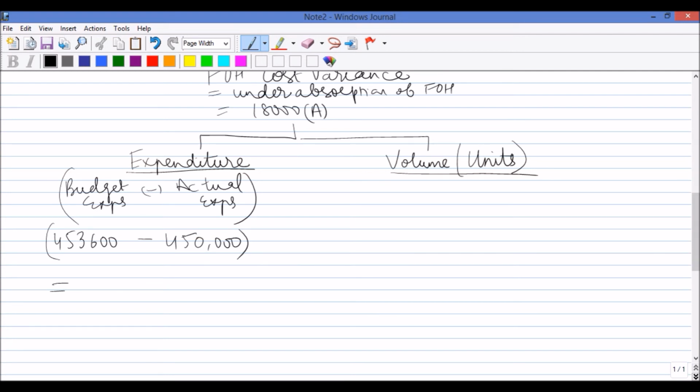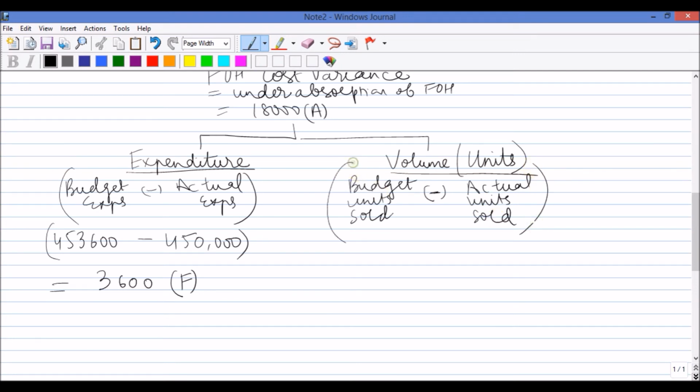453,600 minus 4,50,000, so we have 3,600 rupees favorable variance. Now friends, we are going to do the volume. This is also simple. The budgeted units which you thought you would sell, so sold, it is your budget, and actual units sold, and this you have to multiply by the recovery rate per unit. Very simple.